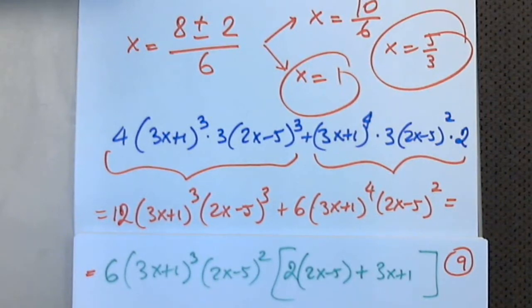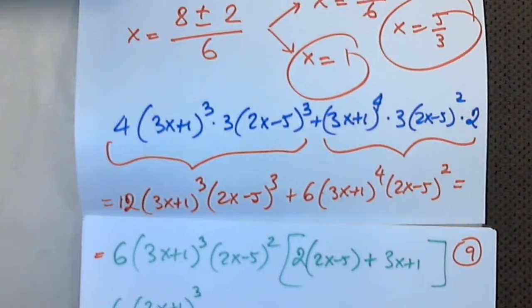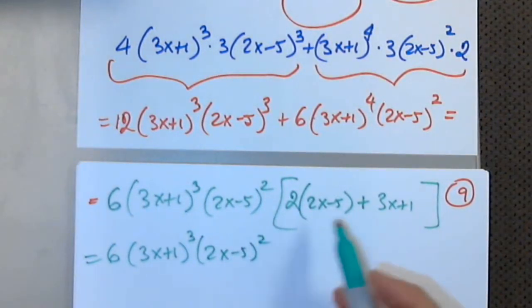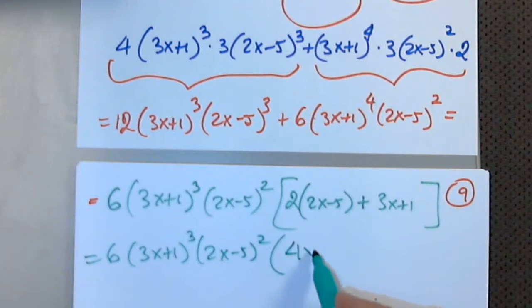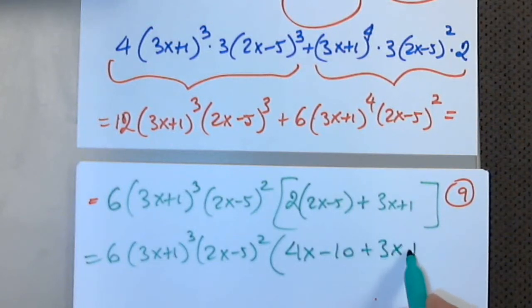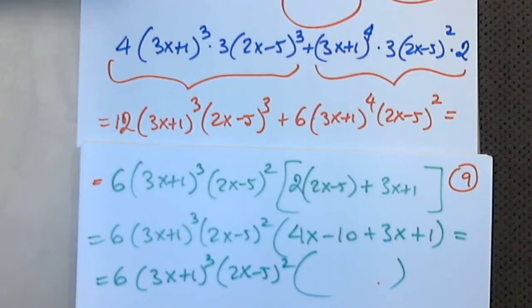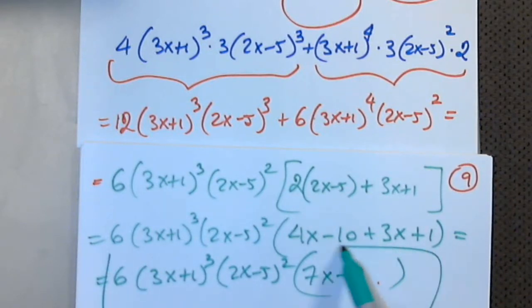So this is 6 (3x plus 1) cubed (2x minus 5) squared, and now I distribute: 4x minus 10 plus 3x plus 1. 6 (3x plus 1) cubed (2x minus 5) squared. Can anyone give us the simplified form in parentheses? 7x minus 9. That's it. And this is it.